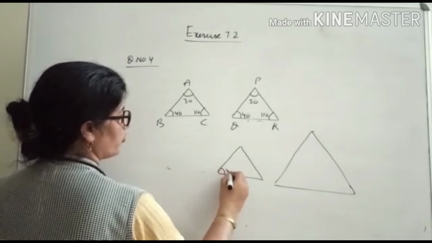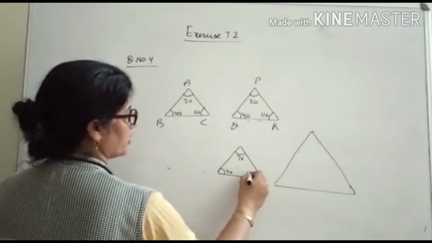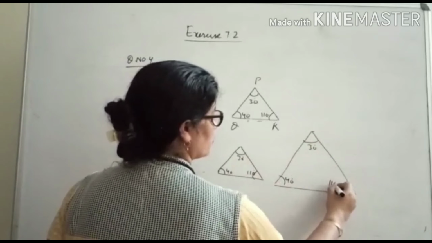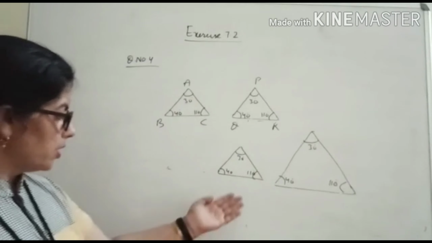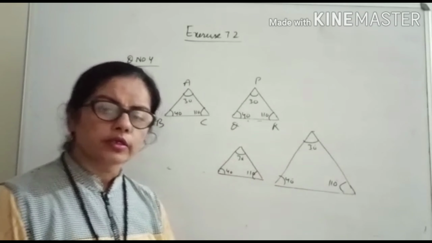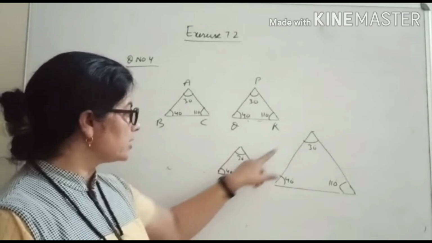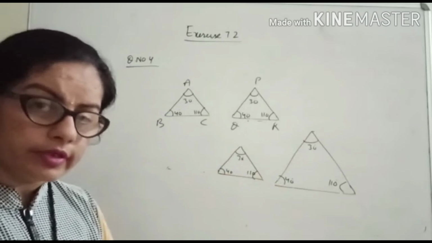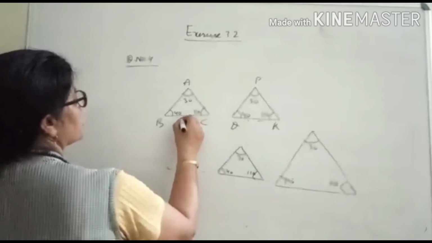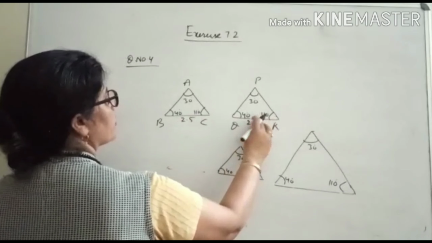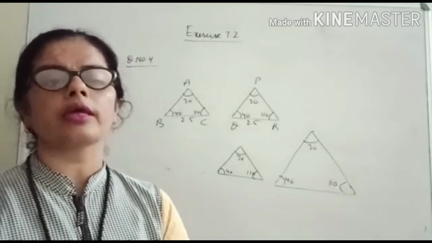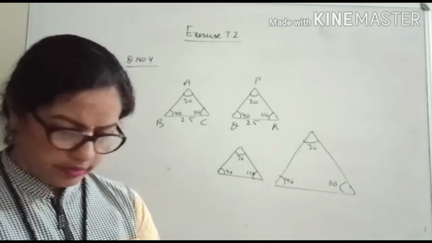Here angles are 40, 30, 110. Here angles are 30, 40, 110. So these triangles will be congruent? No. All angles are equal but sides are not same. So it depends on the sides also, that if they are in size also same, sides are same, then we will say that these triangles will be congruent. If this side is 2.5, this side is also 2.5, then we will say yes, these triangles will be congruent, but not always. So AAA is not a congruence rule.